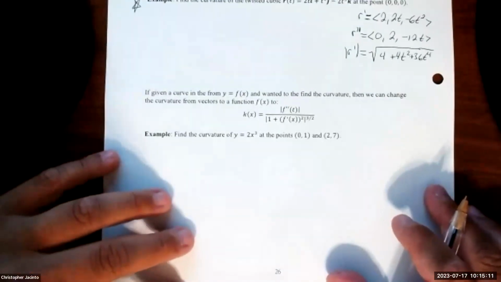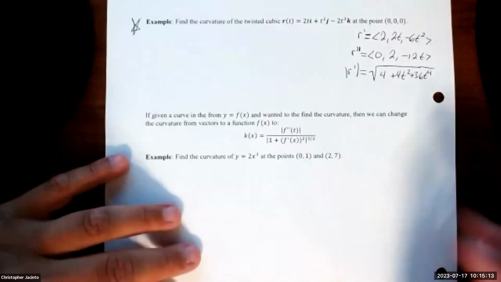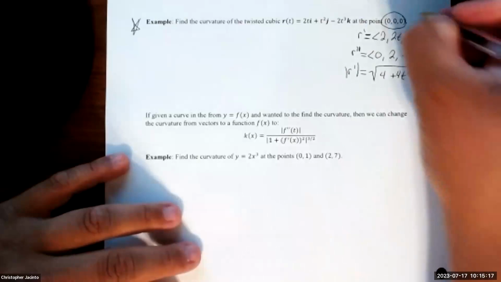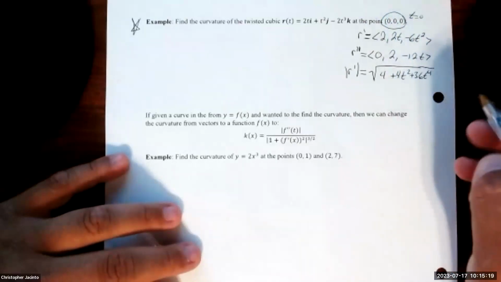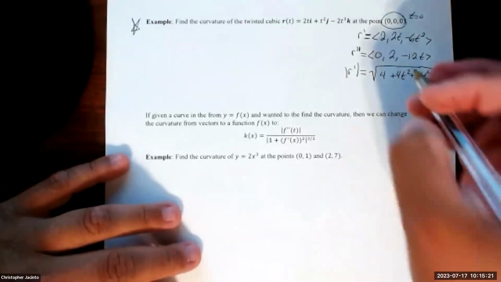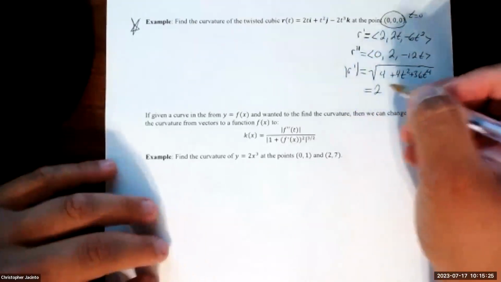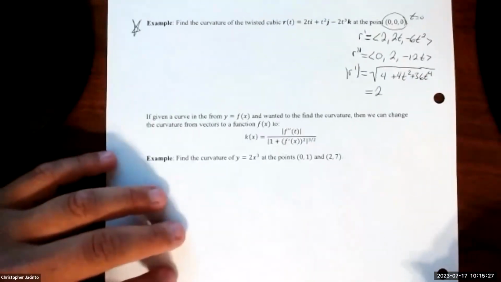Now, again, this may look horrible, but remember, we're plugging in 0, 0, 0. So essentially, when t is equal to 0. And look at that, all of that goes away. We're just left with a square root of 4, which is nicely 2. Everybody loves that, right?